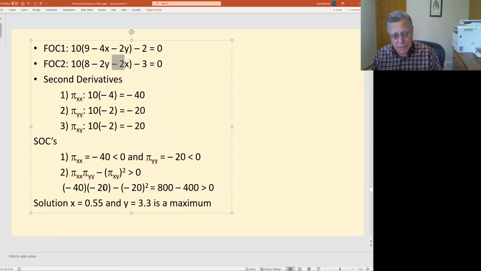You get minus 40 times minus 20, minus 20 squared is 800 minus 400. It's positive. So therefore, x equals 0.55 and y equals 3.3 as a maximum.